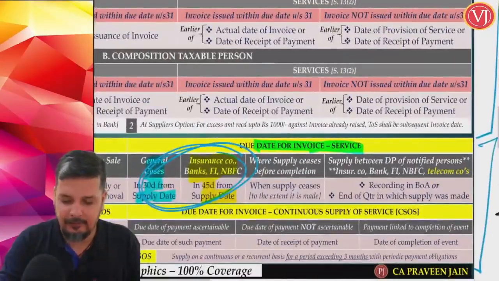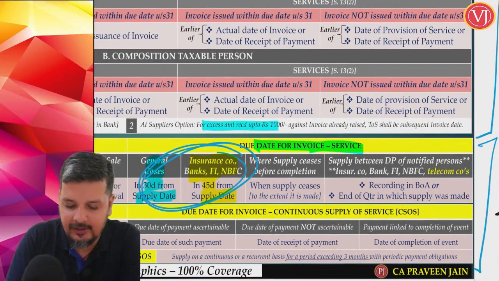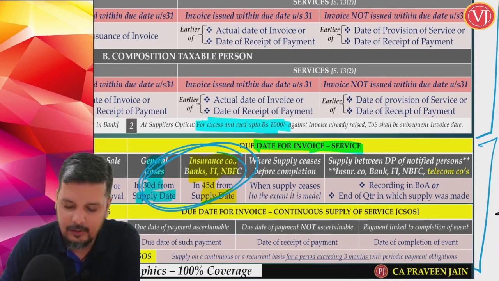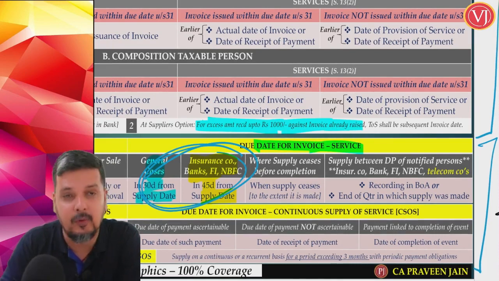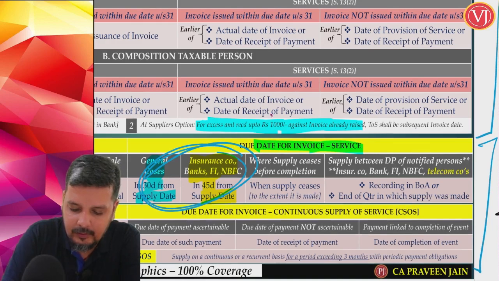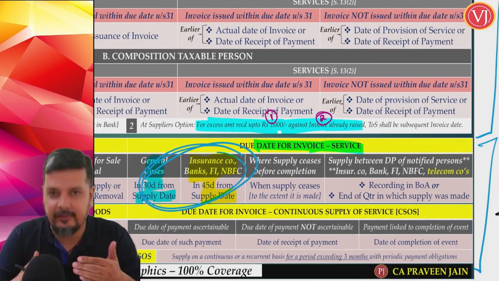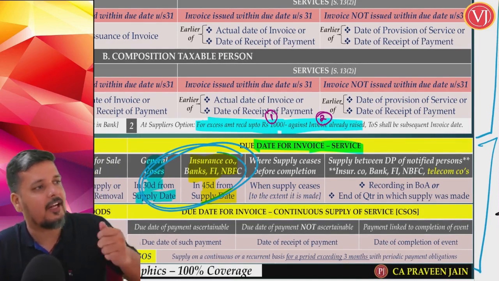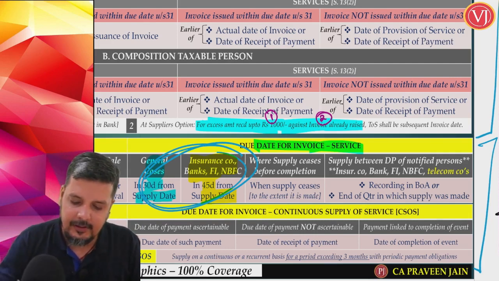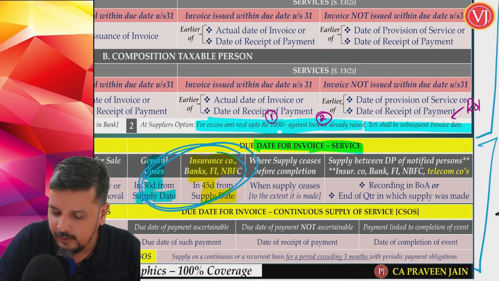This point we have missed out. Now we are seeing there's a relaxation given at supplier's option. If the advance amount is up to 1000 rupees against an invoice already raised, there are 2 conditions. You have received an advance which is up to 1000 rupees and it is not a normal advance, it is an advance along with an old invoice. You are making payment for one invoice, and along with that payment you have paid an advance up to 1000. Then time of supply shall be the invoice date. You will ignore receipt of payment.